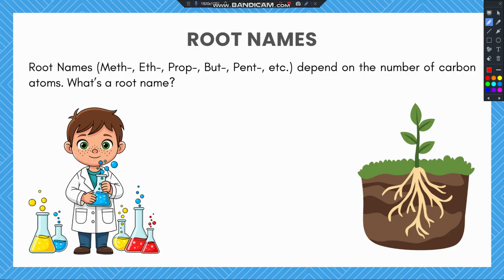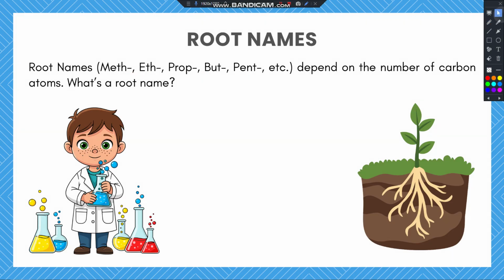Root names, okay, we have a few of them in parentheses right now. They depend on the number of carbon atoms that are present. Just like a plant depends on its roots in order to stand, every organic compound depends on its root name in order to identify the number of carbon atoms that are present in that molecule.